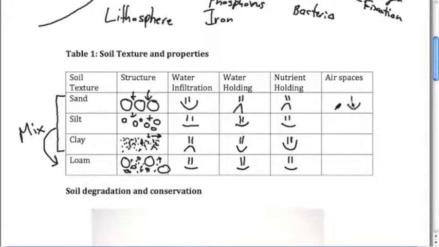Sand has a pretty good amount of air spaces. Silt is okay with air spaces. Clay, not so good with airspace, and loam has kind of a nice mix.